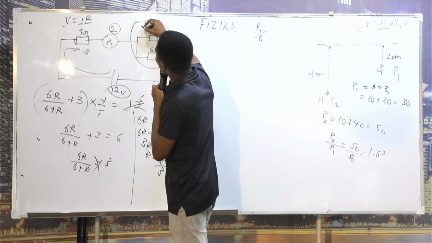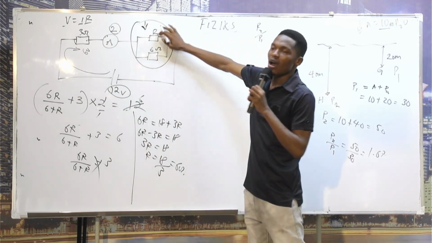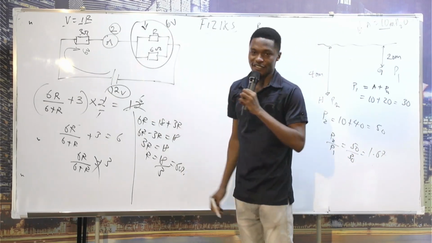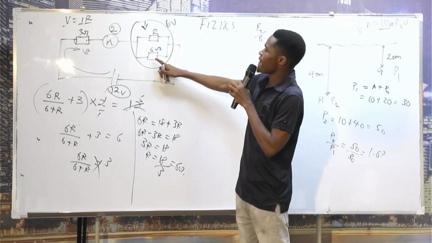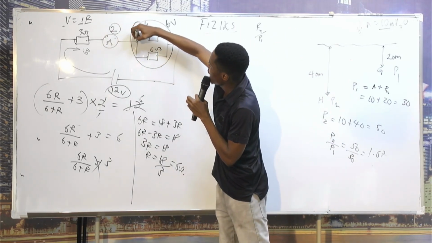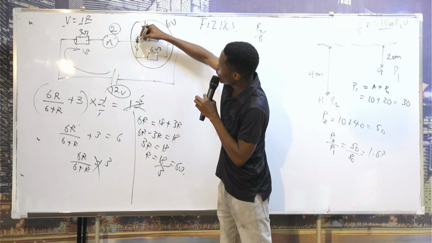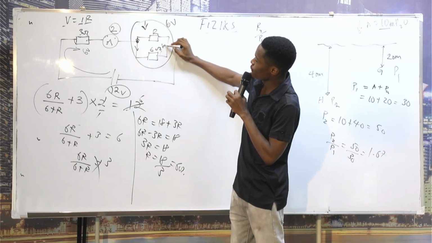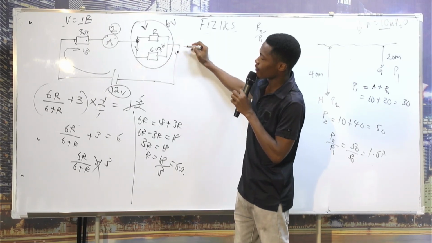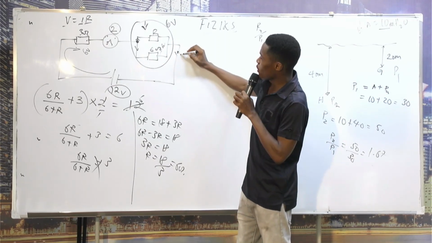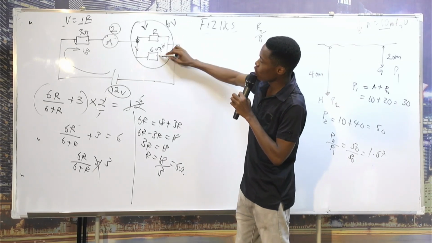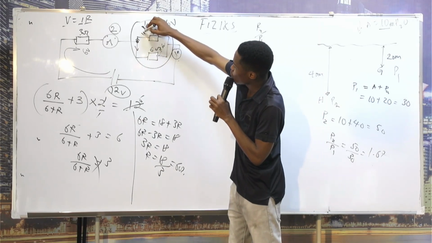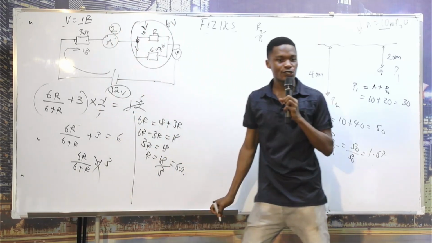Okay, now let's see. These two are in parallel, and because they are in parallel, they will have the same voltage of 6 volts. So if I can find the current here, remember these 2 ampere will enter here and split. Some will go here, some will go here. If the voltage across this guy is 6 volts, then the current should be 1 ampere. How did I get 1 ampere? 6 over 6, which is 1. So if 1 ampere is going here, 1 ampere should also go here, since total current is 2 ampere.